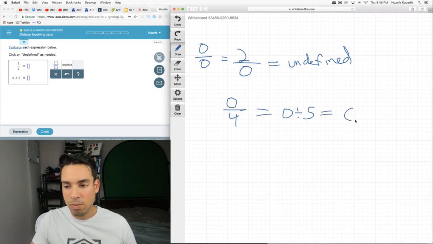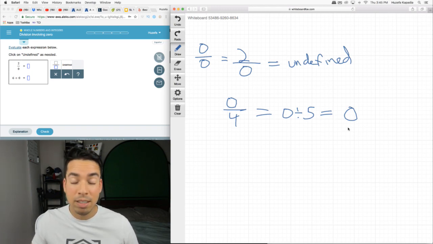these all equal 0. This is like saying I have $0 split up between 5 people. How much money does everybody get? They get $0 because I don't have any money. That's what 0 divided by a number is, so it's always 0.